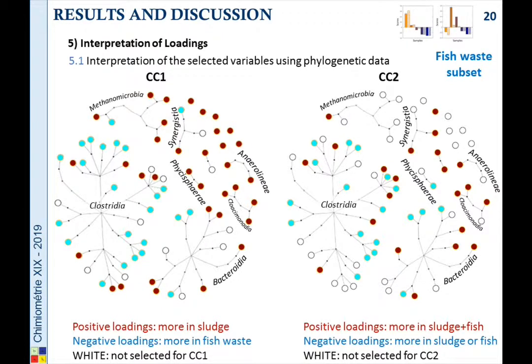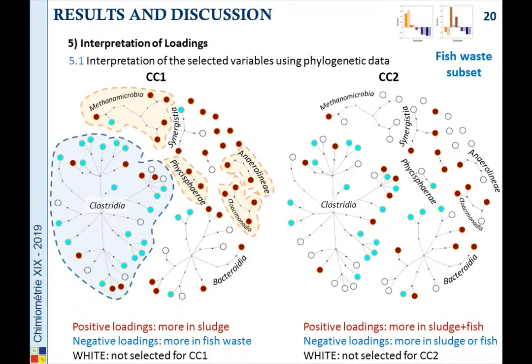So up to this point, we wanted to see if we could find any trend on these phylogenetic maps, and indeed we found one. We saw that the positive scores for CC1, which are colored in red, are mostly found in Clostridiomonadia, Anaerolineae, Physisfariae, and Methanomicrobia, while the negative loadings were found mostly in the Clostridia class. For the second component, the most relevant classes for the positive scores were Clostridiomonadia and Synergistia, while the negative loadings were again mostly found within the Clostridia phylogenetic class.